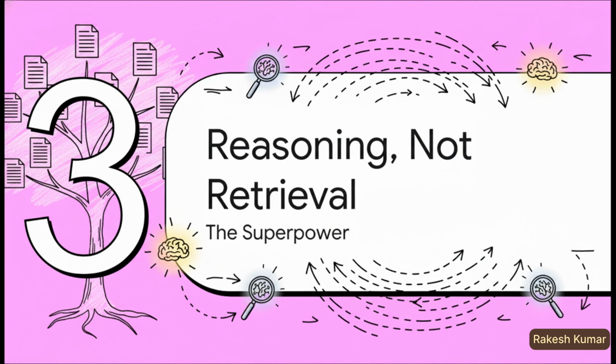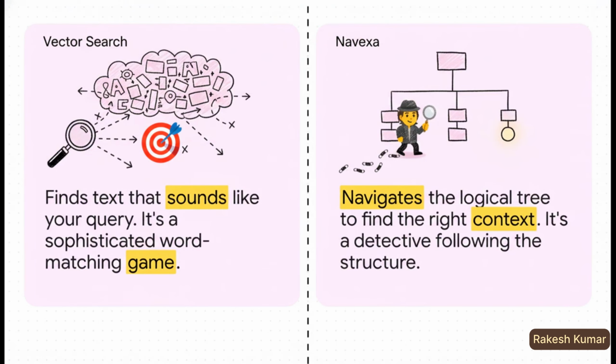Now, building this incredible document tree is what unlocks Navexa's real superpower, a completely different way of finding information. This is a game changer. This is the key difference right here. On the left, you've got your typical vector search. It's basically a very sophisticated word matching game. It finds text that sounds like what you asked for. But on the right, you have Navexa, which acts more like a detective. It doesn't just look for matching words, it actually navigates the document's logical structure. It asks itself, okay, based on the table of contents and all these headings, which chapter, which subsection is most likely to have the answer to this question? It follows the context, not just the keywords.